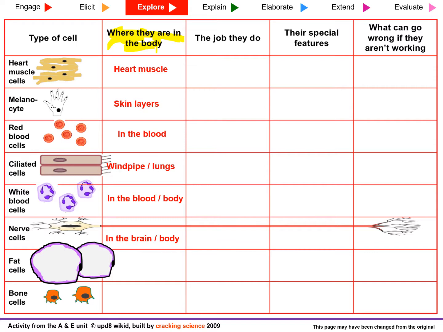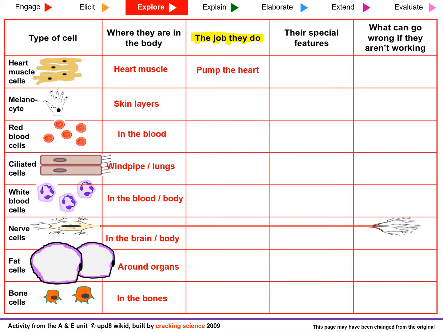The nerve cells are going to be located in the brain and in the body and the spinal cord. Fat cells will be located around all of our organs in order to protect them and keep them warm. And of course, our bone cells are going to be located in the bones in the centers of our body. So that's pretty simple, right? So now let's look at the job. So what do they do?